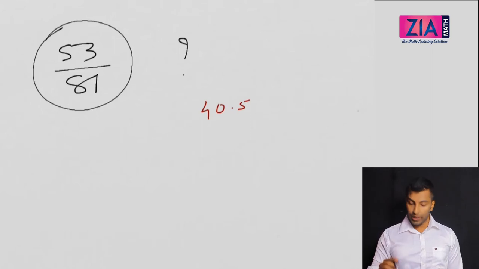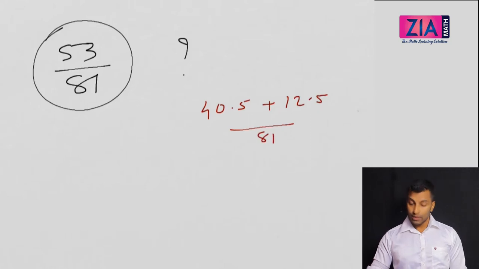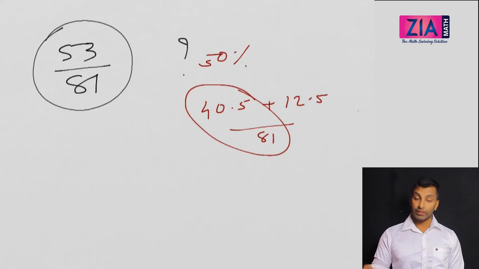So first thing that you need to do is write this 53 as 40.5 plus 12.5. See, 40.5 plus 12.5, with the denominator being 81. So what is actually happening is, this is 50%.